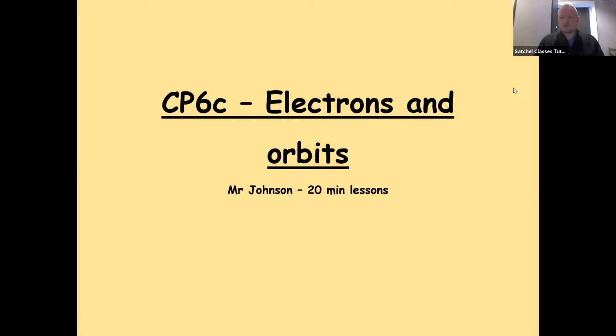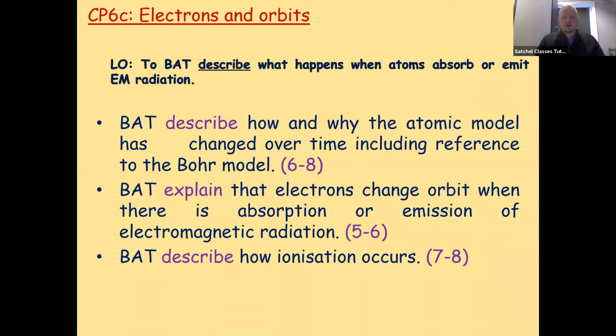Like I say, this lesson's about electrons and orbits and it follows on from the radioactivity unit. The whole point of this is to describe what happens when atoms absorb or emit radiation. By the end of this, you should be able to describe how and why the atomic model has changed over time, including reference to the Bohr model. Explain that electrons change orbit when there's an absorption or emission of electromagnetic radiation. And finally, describe how ionization occurs in atoms.